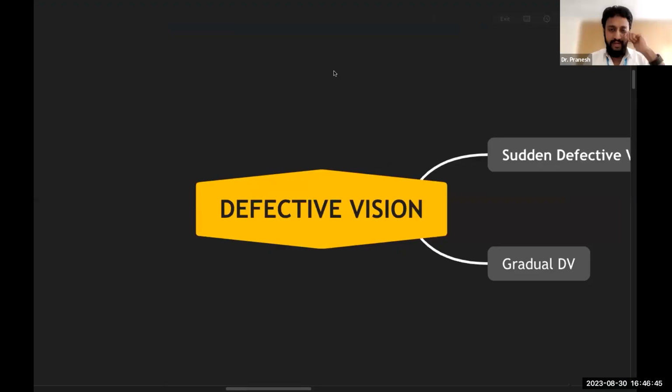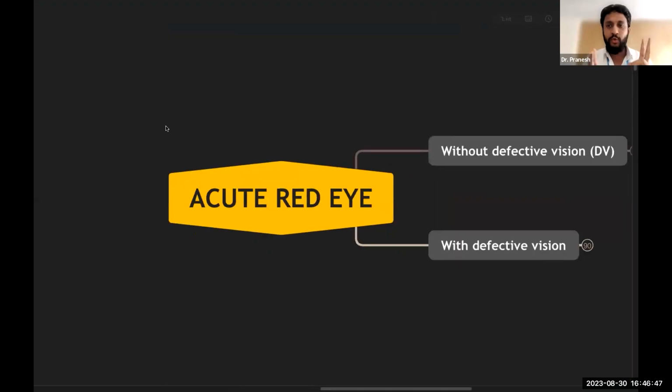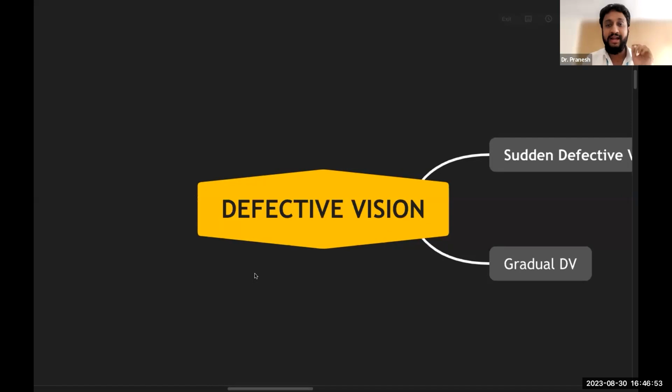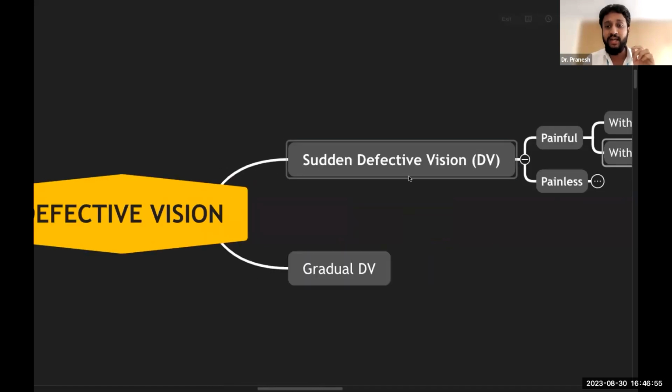So let me share the screen. All right, so I'm going to present on two important emergencies. The first emergency is going to be acute red eye. The second emergency is going to be defective vision, which is sudden onset defective vision. These two will be our focus.